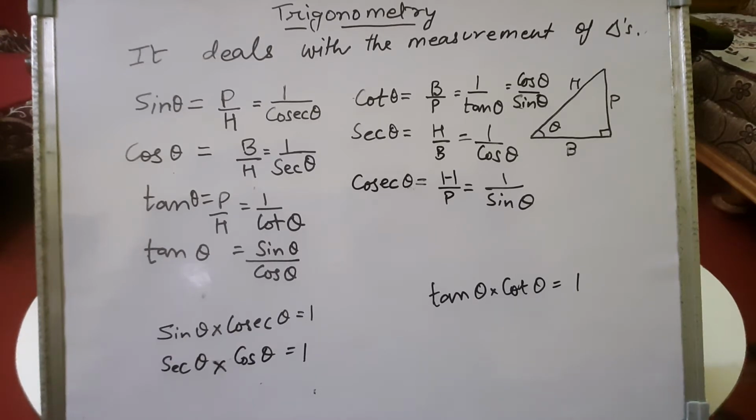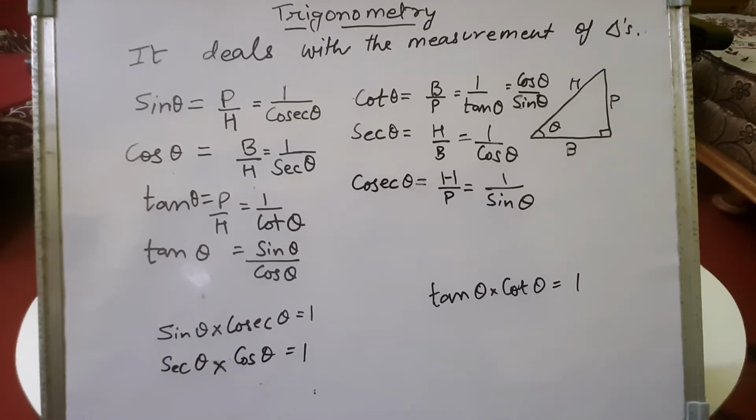Same as cot theta relates, cot is the cotangent. Cot means cotangent, tan means tangent, cos means cosine, sec is secant, cosec is cosecant, right? This is the full form. So cot, cotangent, is base upon perpendicular, and it is the reciprocal of tan theta. That means 1 upon tan theta equals cot theta. So cot theta can be written as cos theta upon sine theta. Sec theta is hypotenuse upon base, and it is also written as 1 upon cos theta. Cosec theta equals hypotenuse upon perpendicular, and it can be written as 1 upon sine theta.